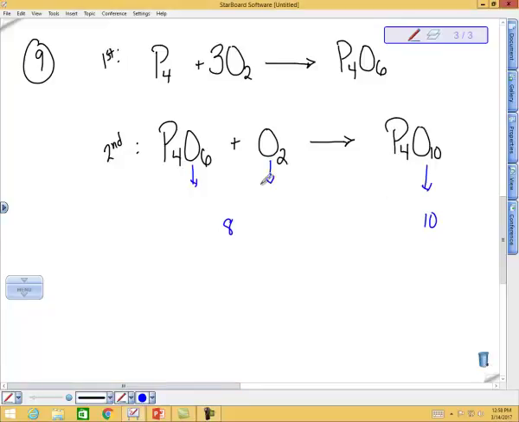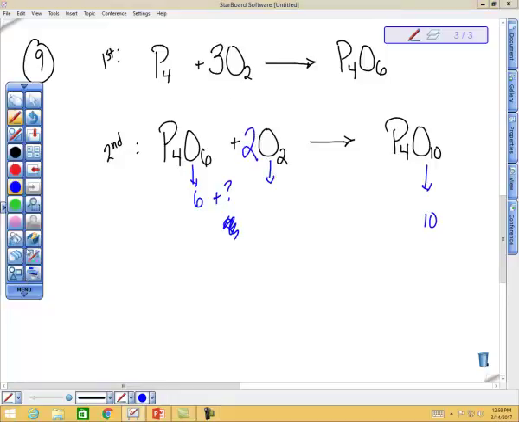Alright, so to balance this out, you've already got 6 hanging out right here. So if you've got 6, 6 plus what will give you 10? 4, right? Yeah, so I'm going to change this to 4 oxygens just by placing a little coefficient right there.